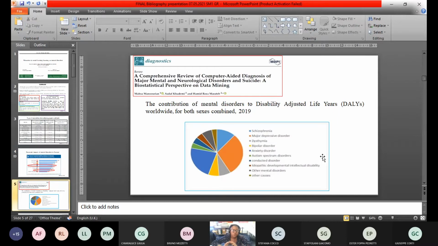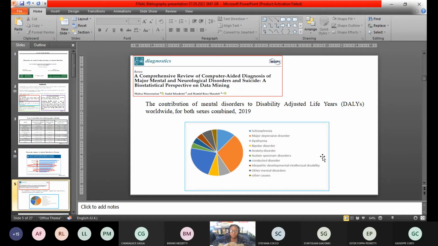And we can also have a look at the impact of mental health disorders on the general years of life that one is expected to live, which is the contribution of mental health to disability adjusted life years, which is described as the number of years lost due to ill health, disabilities, or early death of an individual. But in this case, the results were combined for both sexes, both females and males.